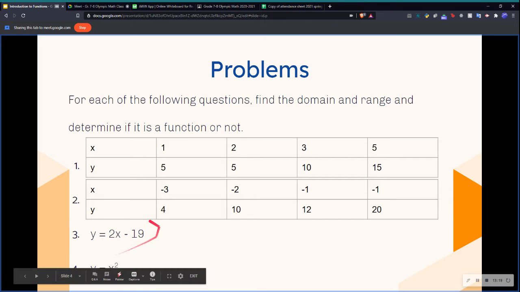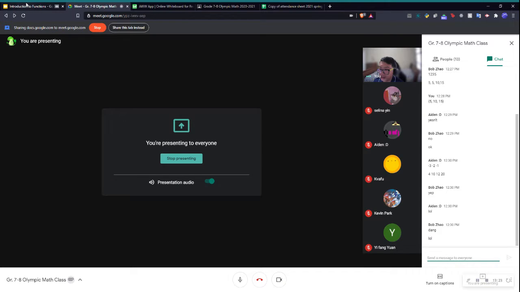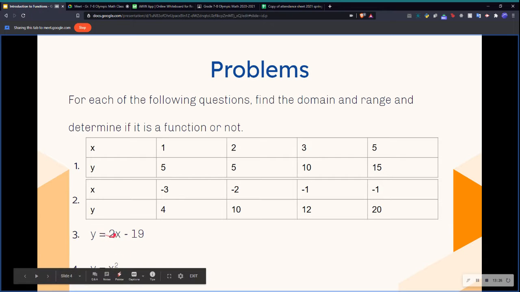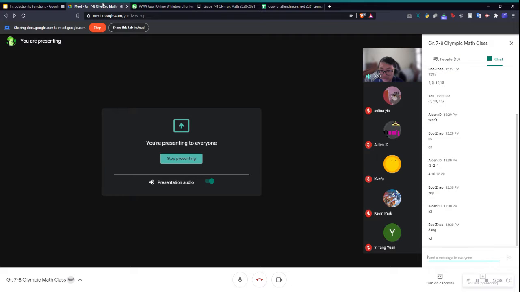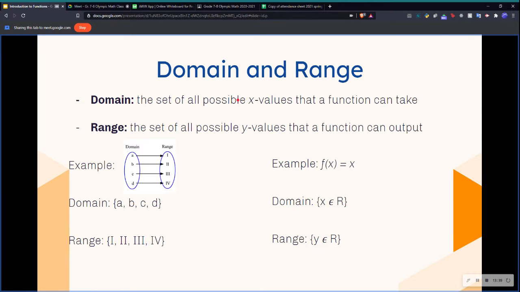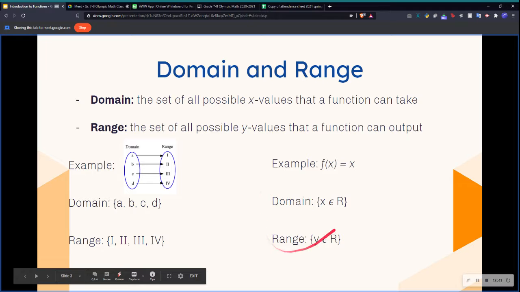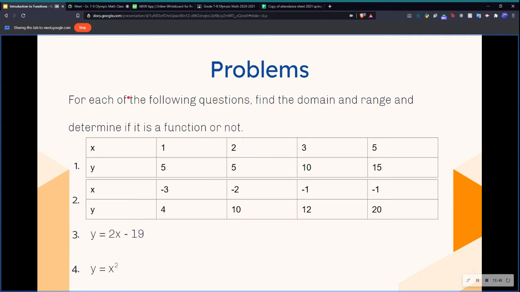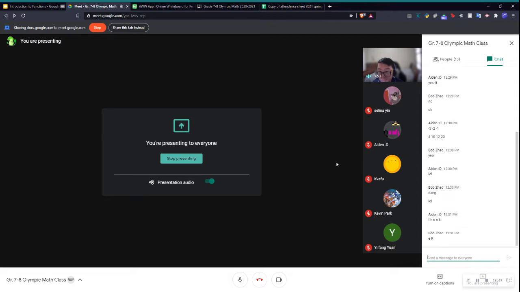Now let's look at question 3. So this is a function. Well, I revealed that, but it's this line, y is equal to 2x minus 19. Can someone tell me what the domain and range for that is? So this time you're not listing out values, you're saying where does x belong to? Remember in our previous slide, we had this. So what's the domain and range for question 3?